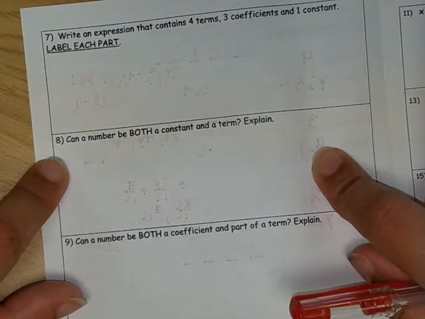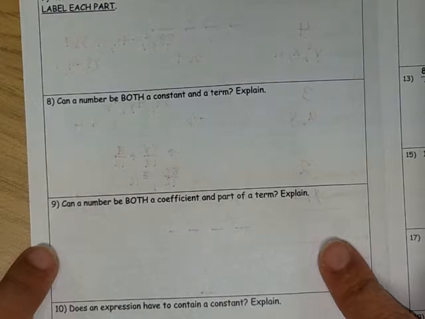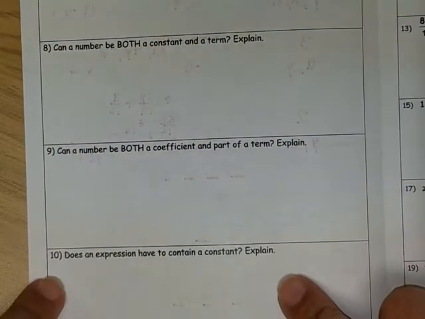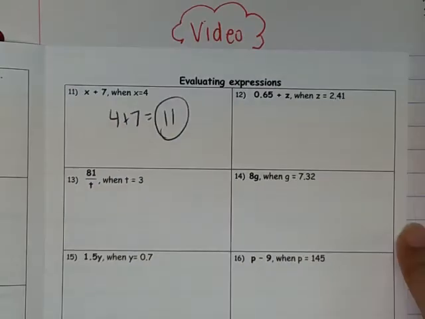Can a number both be a constant and a term? Number 9, can a number be both coefficient and part of a term? And then does an expression have to contain a constant? And then just talk about yes or no and why you thought so. Okay? All right, over here we talked about this.